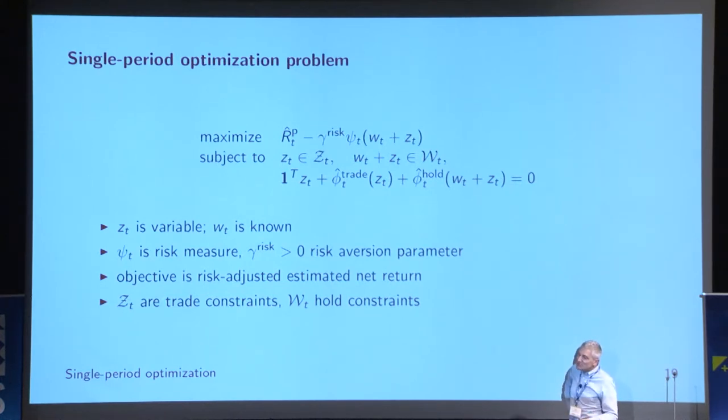There are a couple of things you could do. You can relax this constraint and show that it's tight. But actually, it turns out you can just ignore these. We'll get to that in a minute. It's a second order effect. Okay. So here, that's going to be a risk measure, and that's going to be a risk aversion parameter. So this is the idea. You're going to maximize the estimated net return, net of transaction costs and holding costs, and then adjust for some risk. Or if you don't like this, you could even build the risk into this. It's fine.